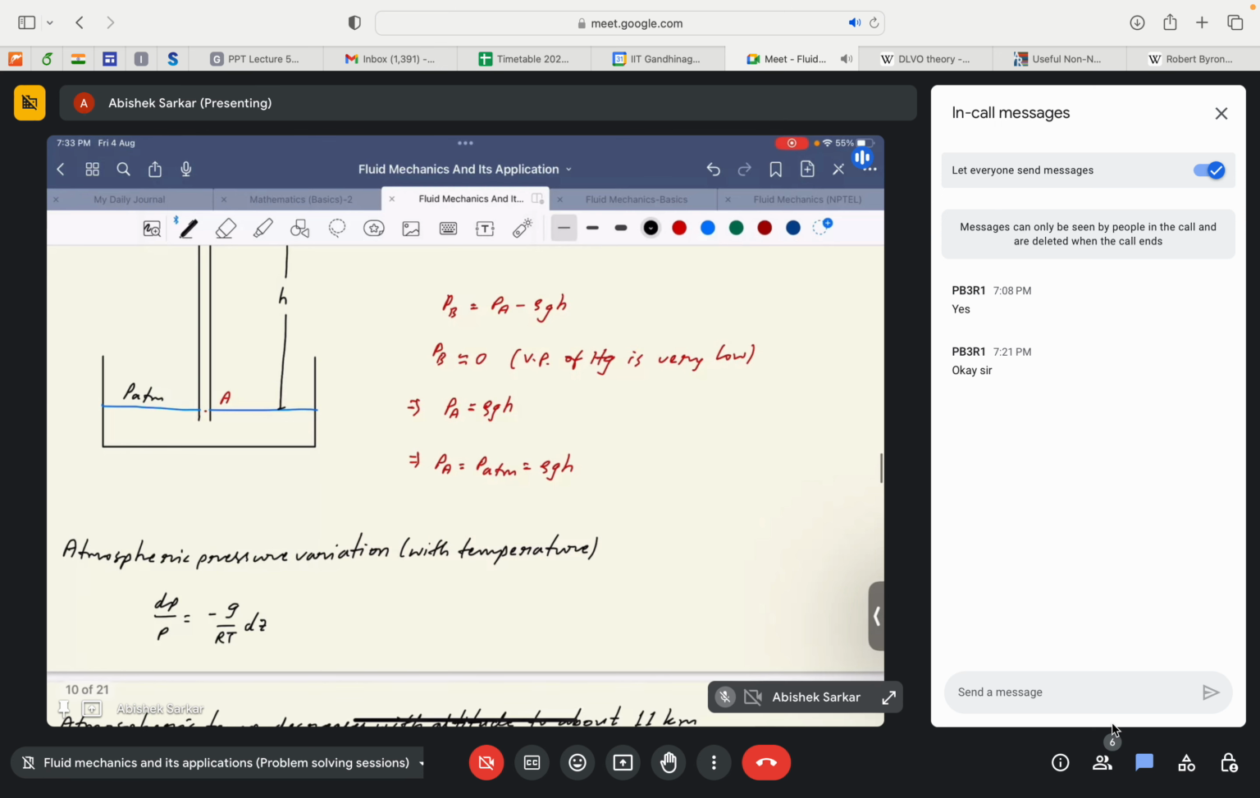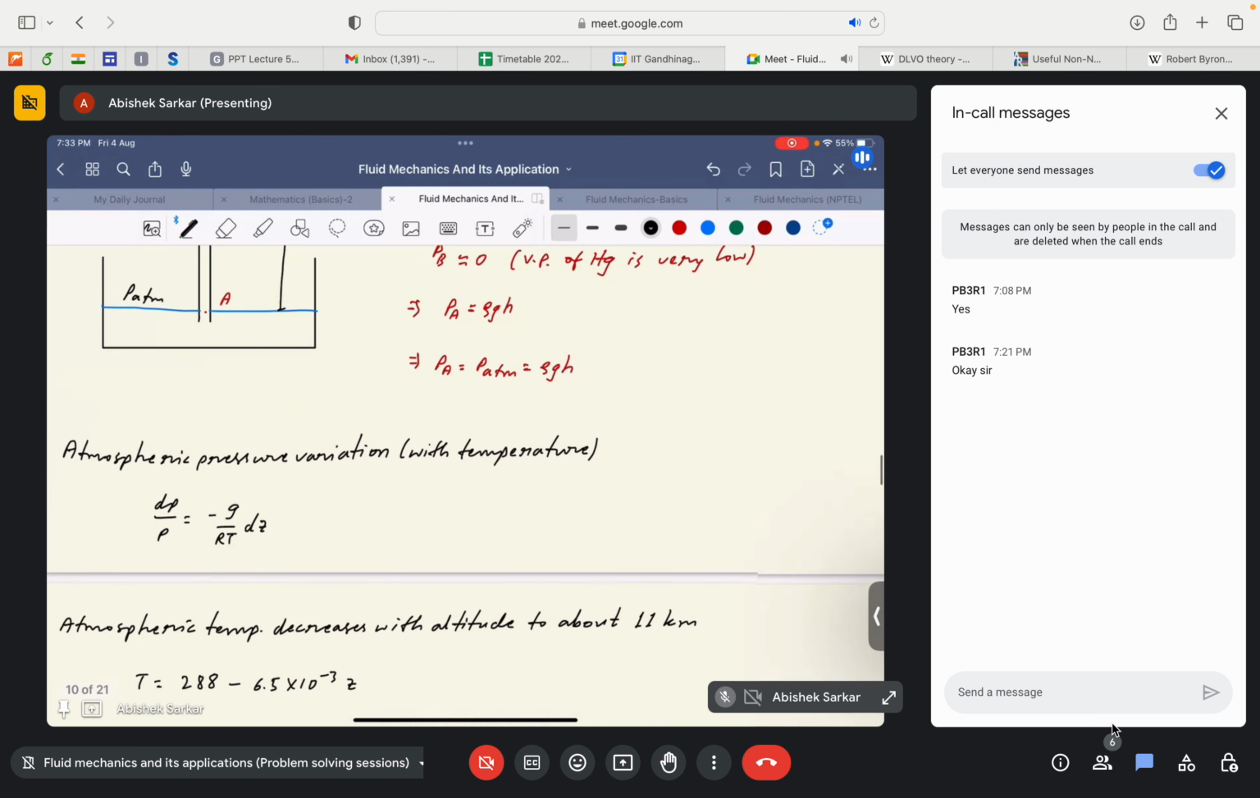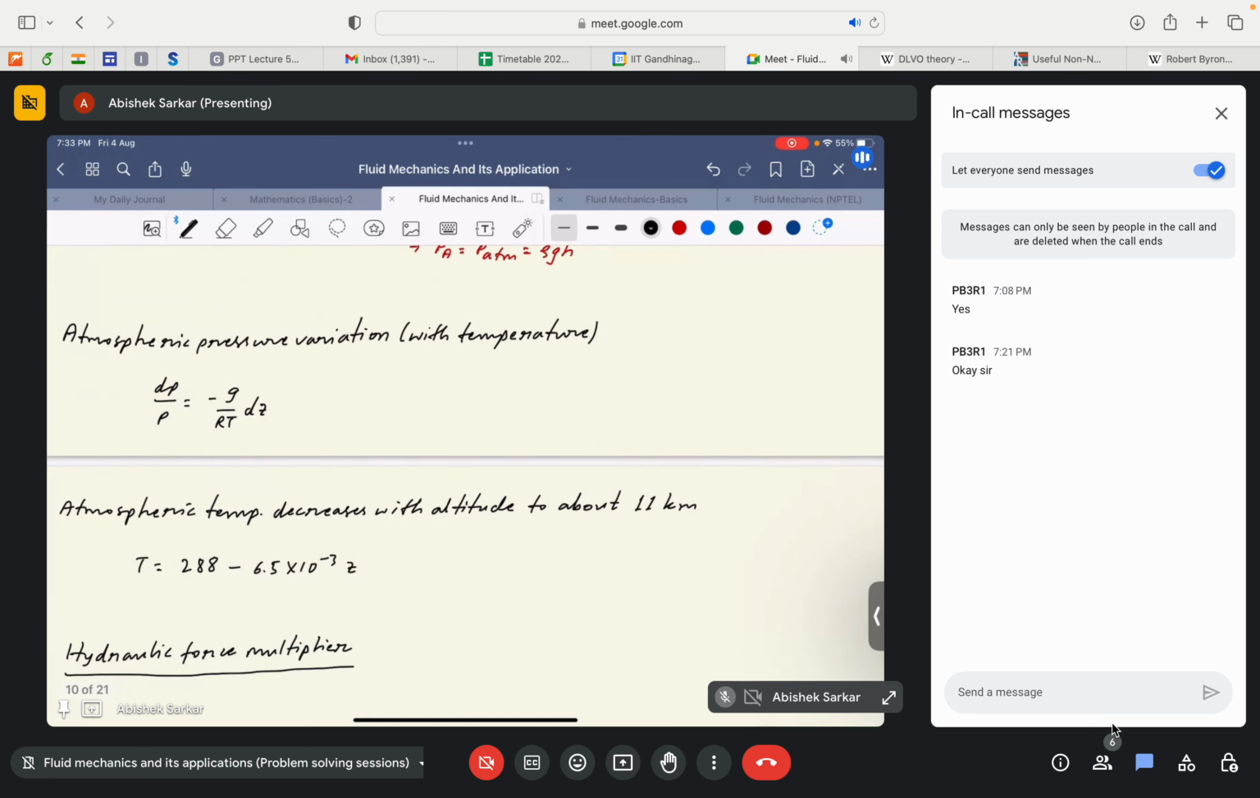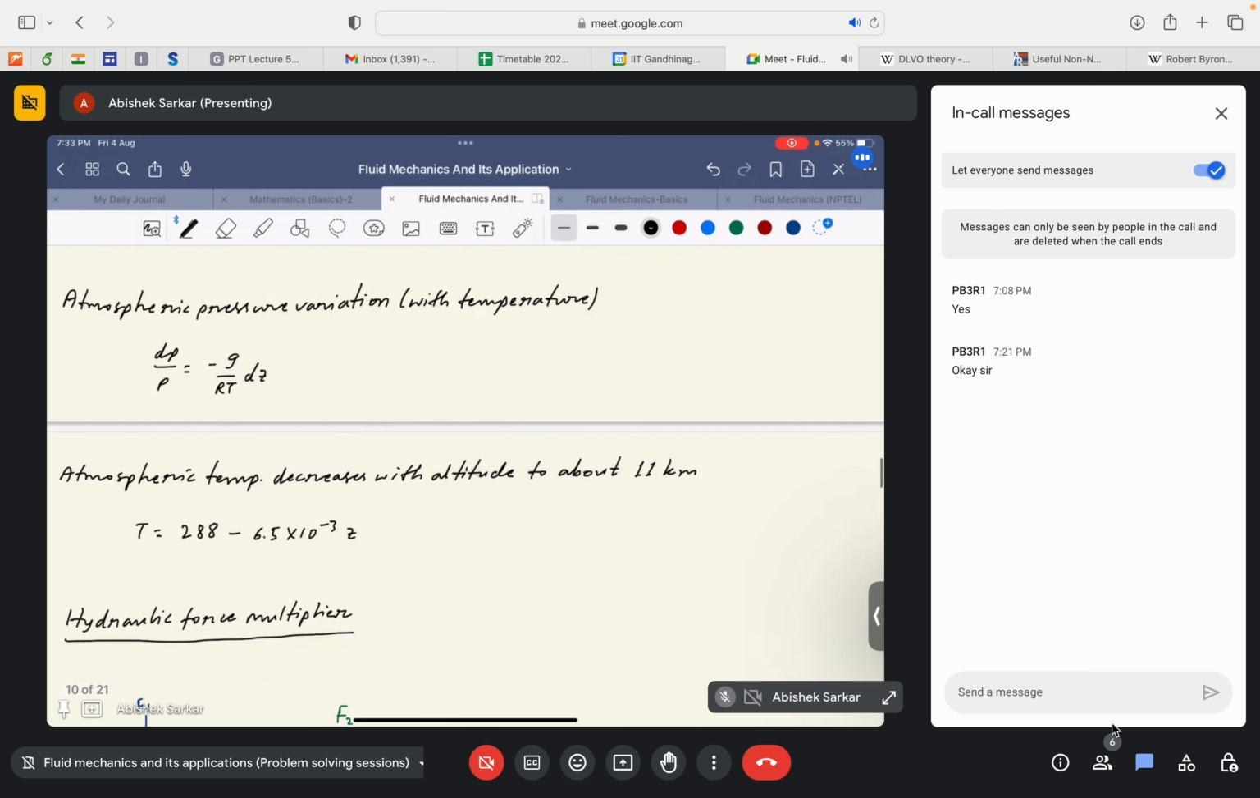I just don't want to discuss it again, repeat it again, because I guess that would just be a waste of time. Okay, so again, atmospheric pressure variation with temperature.